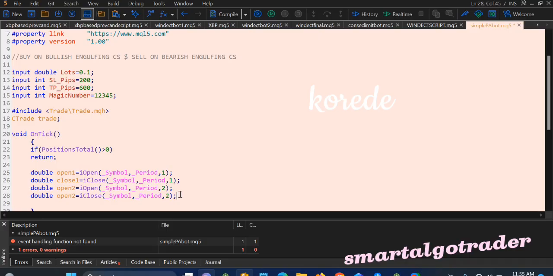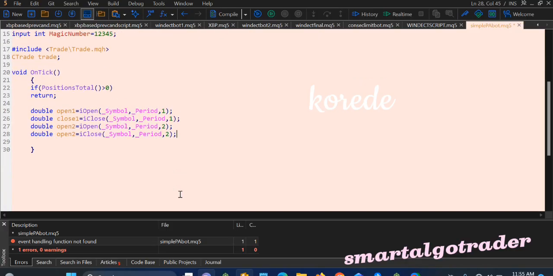So now we want to check the bullish engulfing candlesticks. After that, we work on the bearish one. So we use the boolean function. Let's go boolean function. Bearish engulfing candlestick. Let's just say engulf.